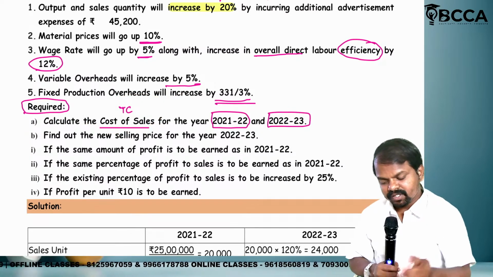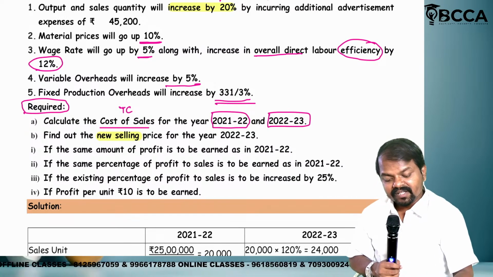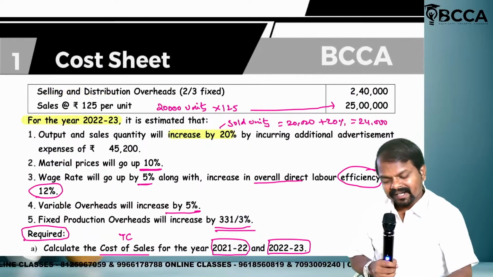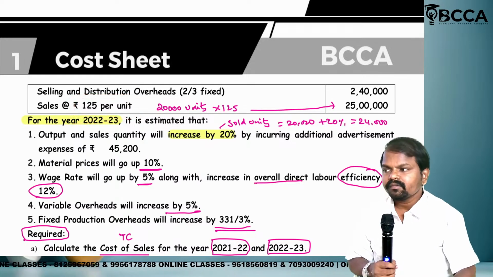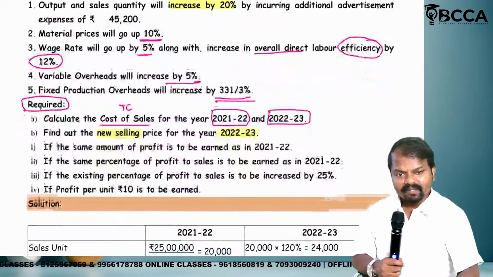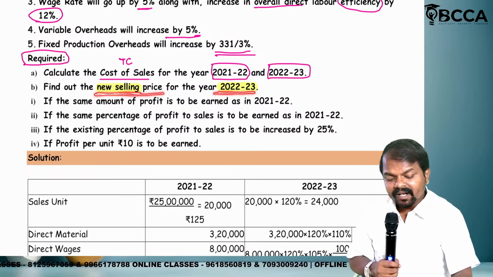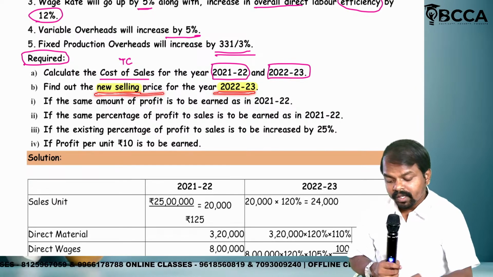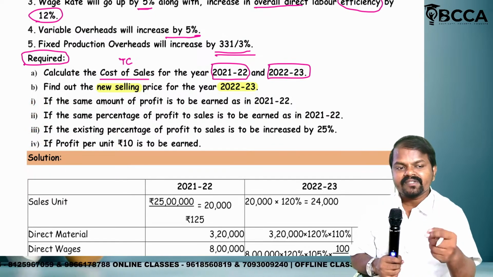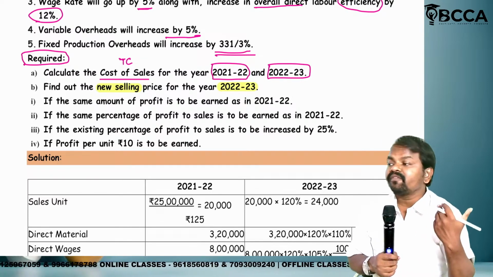Clear? Next, question B. Find out the new selling price for which year? Why is 21-22 not asked? Because the selling price is directly given. But for 22-23 it is not given. That is the reason they are asking to calculate the new selling price for 22-23 in case 1, case 2, case 3, and case 4.